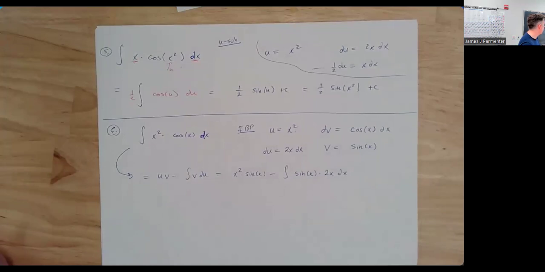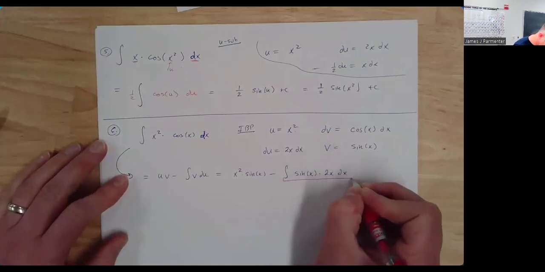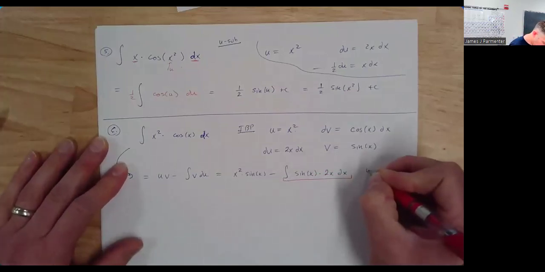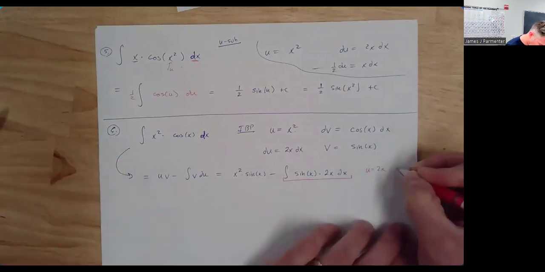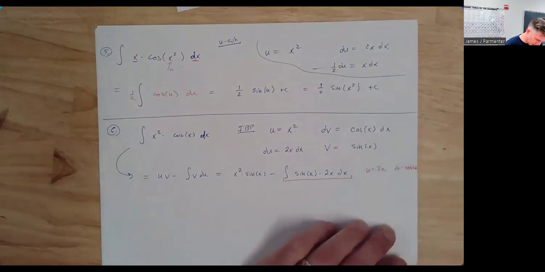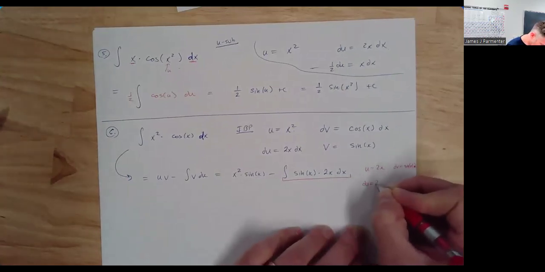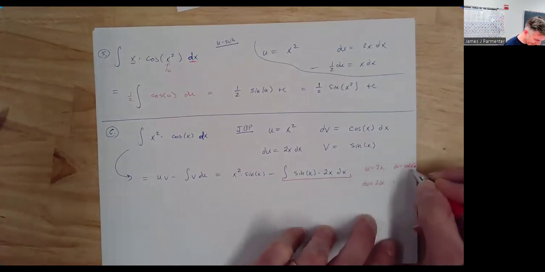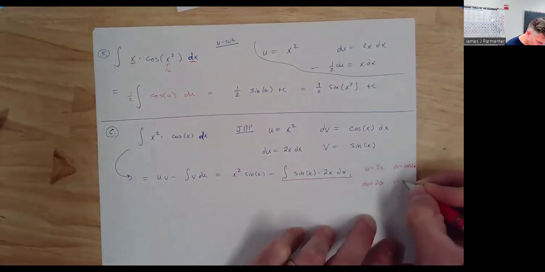And we could pull the 2 out in front, but that's still not going to help us that much because the integral of x times sine of x is something we don't know. It's something that, again, requires integration by parts. So we have to do it again. So now for this new integral, we're going to let u equal 2x. Our dv is going to be sine of x dx. Sorry, it's kind of smashed in there. Our du is going to be 2 dx. And our v, which is the antiderivative of sine, is going to be negative cosine of x.